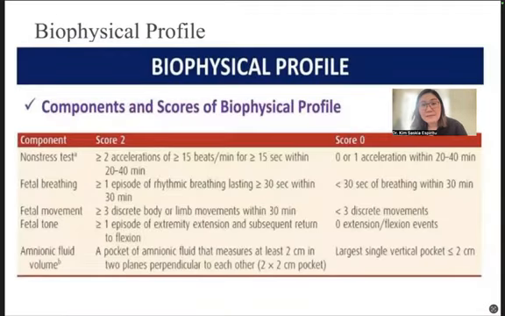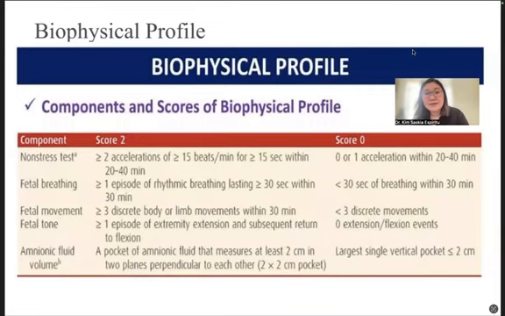We have another parameter, the biophysical scoring. This is also an antepartum assessment, and in the BPP, these are the components: the non-stress test, fetal breathing, fetal movement, fetal tone, and amniotic fluid volume. In the non-stress test, you will give a score of 2, meaning the baby is okay, if there are 2 or more accelerations of at least 15 beats per minute, lasting for at least 15 seconds within 20 to 40 minutes. If there is only 1 acceleration in 20 to 40 minutes or none, the score is 0.